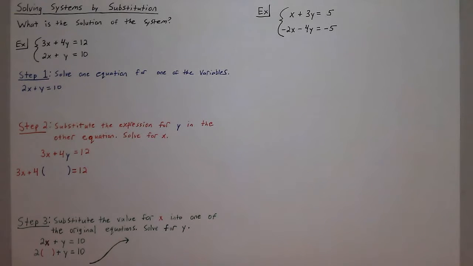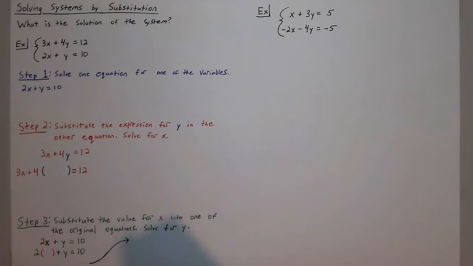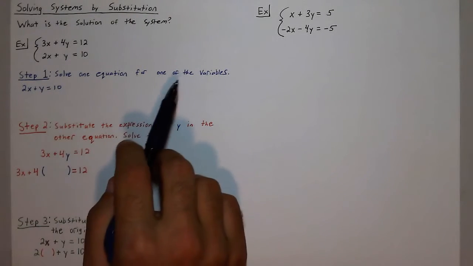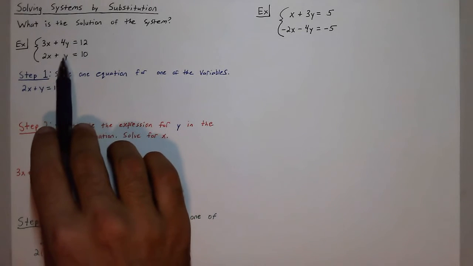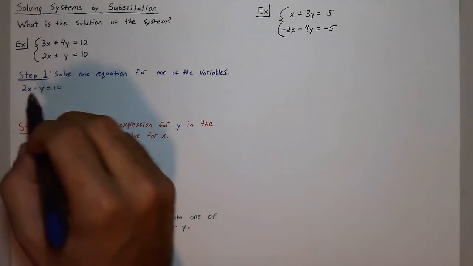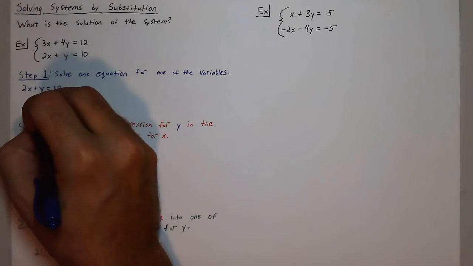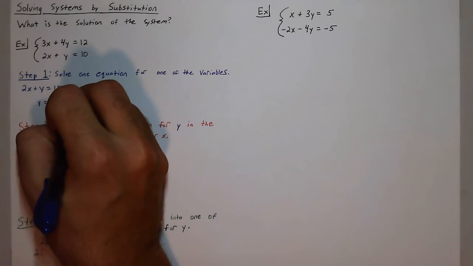In this video, we are going to learn how to solve systems by substitution. This is a three-step process, which first requires you to solve for one of the variables. We are going to use 2x plus y equals 10. Since y has no coefficient in front of it, it'll make it very easy to solve for that variable. So solving for y, I just subtract 2x, giving me negative 2x plus 10.